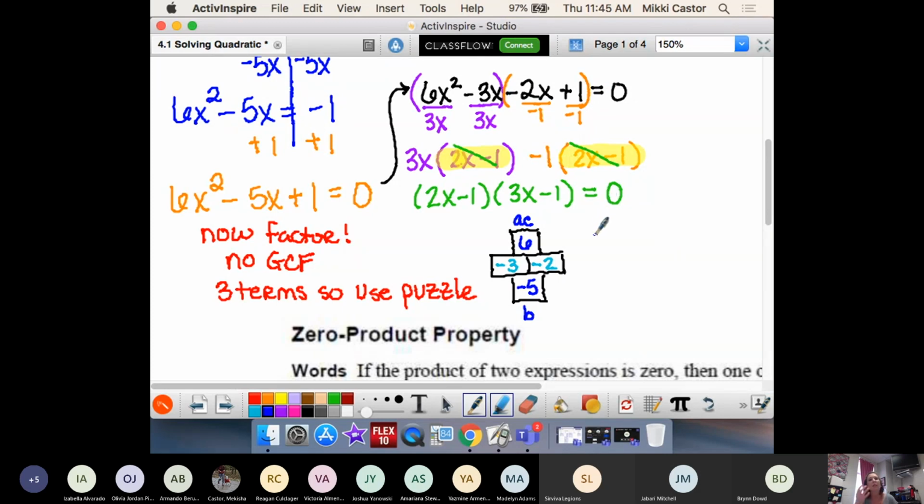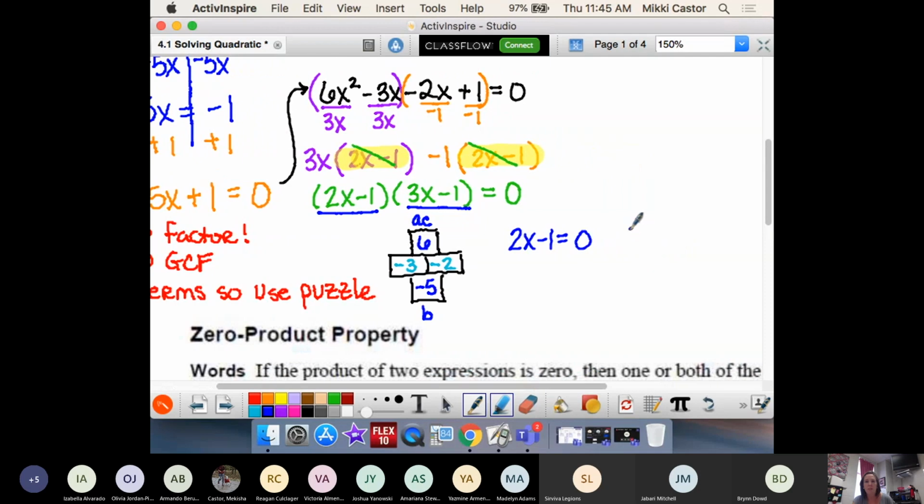So what you need to do now in order to solve, we have these guys factored, and what you need to do now is take each factor and separately set those factors equal to 0. So I'm going to say 2x minus 1 equals 0. And I'm going to do 3x minus 1 equals 0. And those are just two linear equations, and we should be able to solve those linear equations pretty simply.